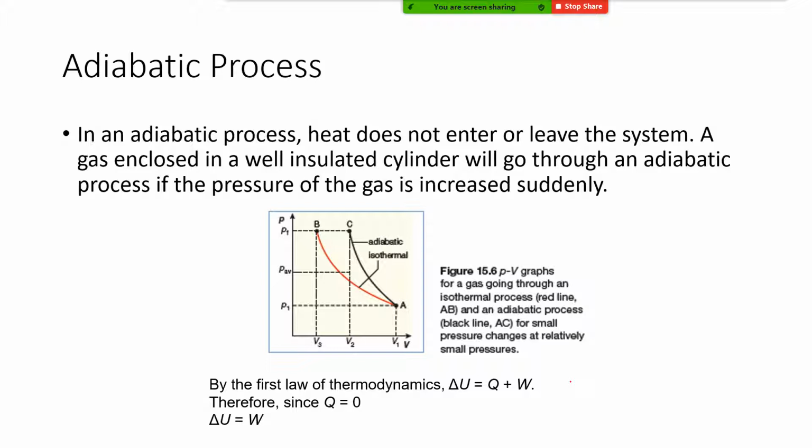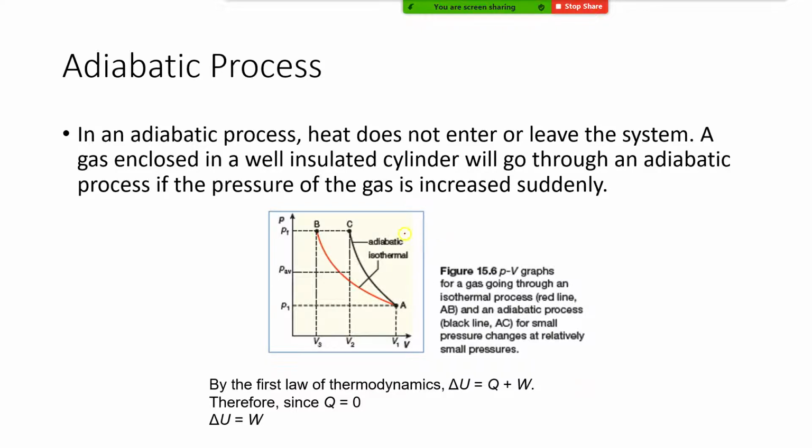So the adiabatic process now, as we stated, is a process in which no heat is added or no heat enters the system. As we said earlier, that is similar to when you have an insulated object for the most part. In this case, we're talking about an insulated cylinder. It is similar to the isothermal graph, however it's more drastic, or it happens so quickly.